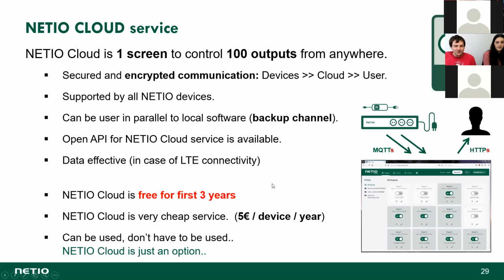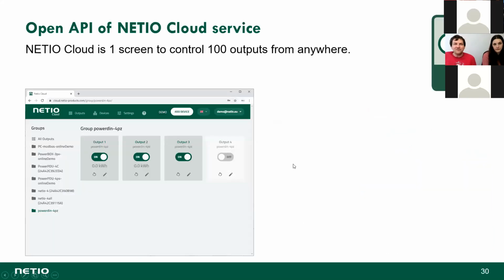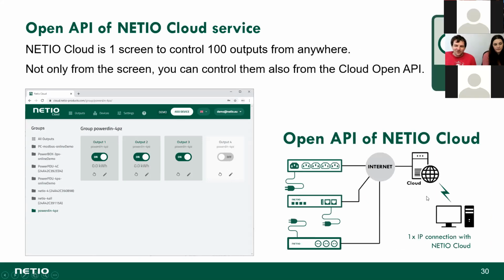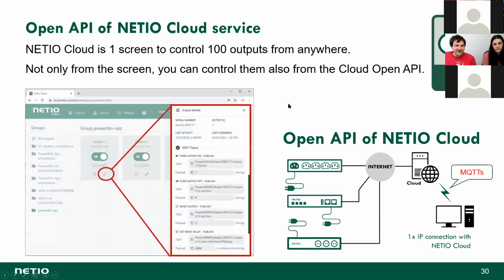And you don't have to use NETIO Cloud. It's just an option. Yeah, really, you don't have to use it. Okay, the API of the cloud. Because we have an open API per device, of course, we can also have an open API per cloud. So simply, you can control from the cloud all devices connected to your account from your software or from central monitoring or from your mobile app, of course. So basically here, when you click in the cloud, you can see the MQTT and you can control it from your application. So sometimes it's easier to make integration with one cloud than with 50 devices, and this is this case.